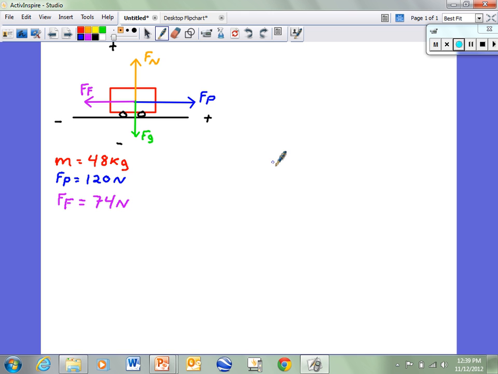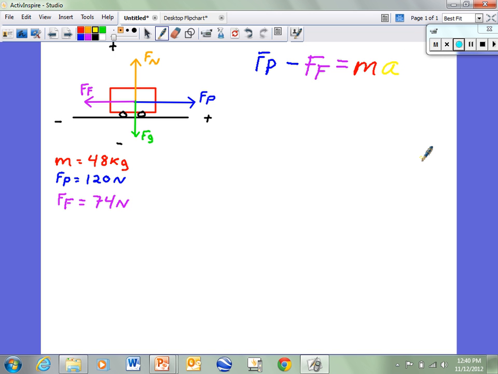So when I do that, I have to make my equation of my force pulling in the positive direction, which would be force of pull, minus any force that pulls in the negative direction, which is friction. And because this is an unbalanced situation, it's not equal to 0, it's equal to ma. And a is what we're looking for.